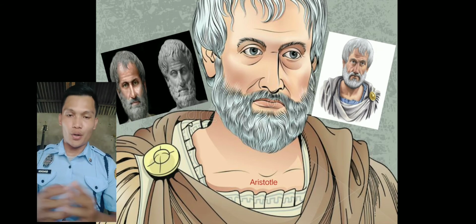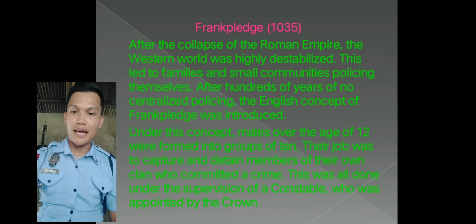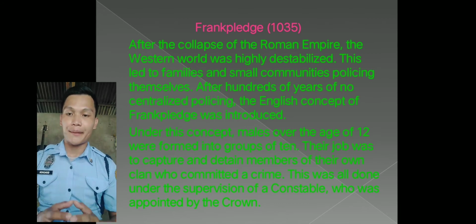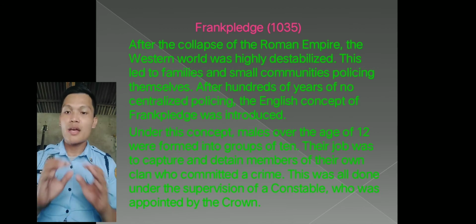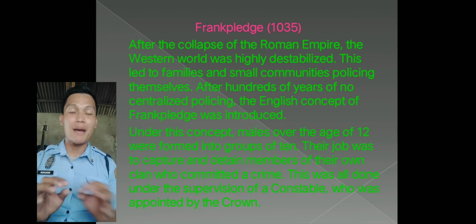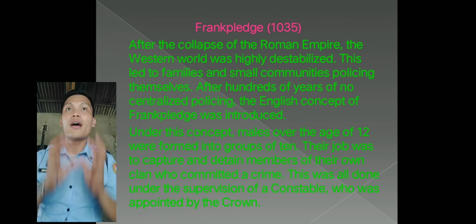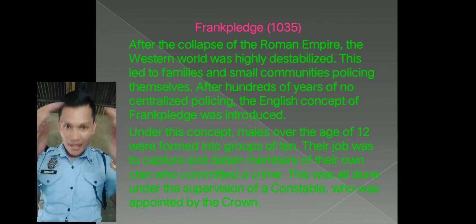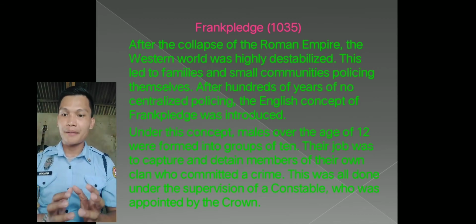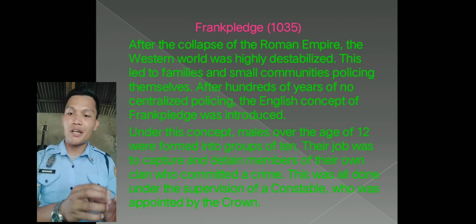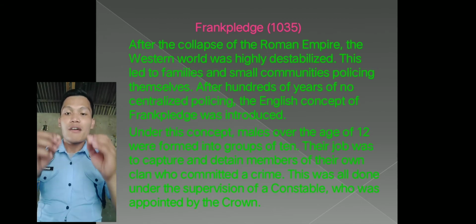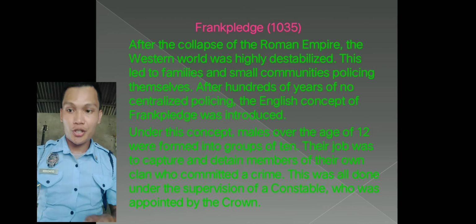So let's go to the Frankpledge in the late 1035. After the collapse of the Roman Empire, the Western world was highly disestablished. This led to families and small communities policing themselves. They made their own policies, laws, orders and regulations inside their families. And then, after hundreds of years of no centralized policing, the English concept of Frankpledge was introduced.